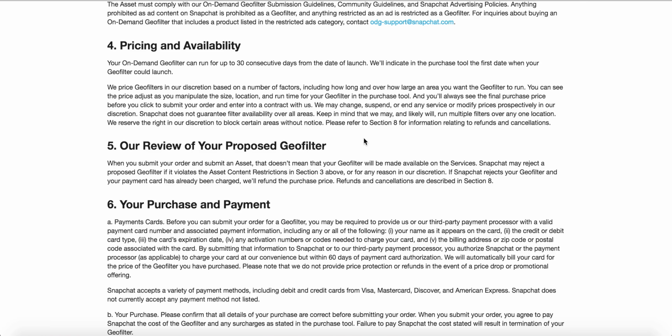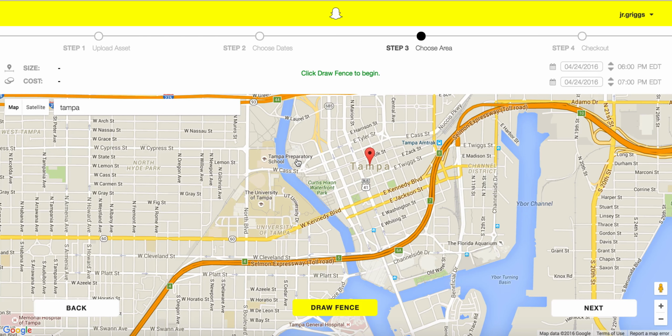And then over here on this pricing page, which goes a little bit more in depth, it says, we price geofilters in our discretion based on a number of factors, including how long and over how large of an area you want the geofilter to run. So that indicates in a passive kind of way that there are other factors. We're just not telling you what those are. One of the factors I did find today is location. And I'll show you a good example here.